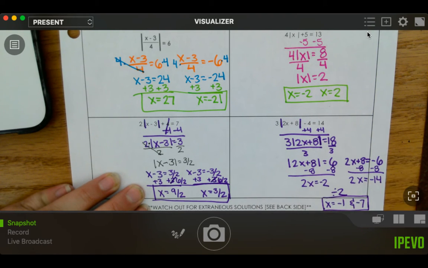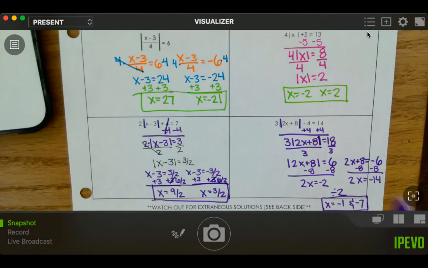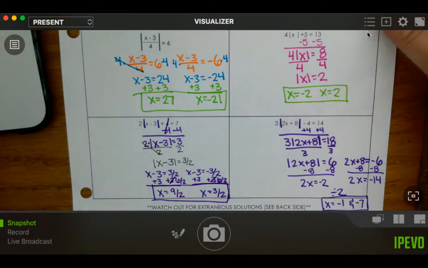I'm not trying to focus too much on the actual solving part. It's just to say, once the absolute value is by itself, it either equals positive that number or negative that number. But watch out for extraneous solutions. We'll talk about those on the back side. Here we go. We're flipping the page.